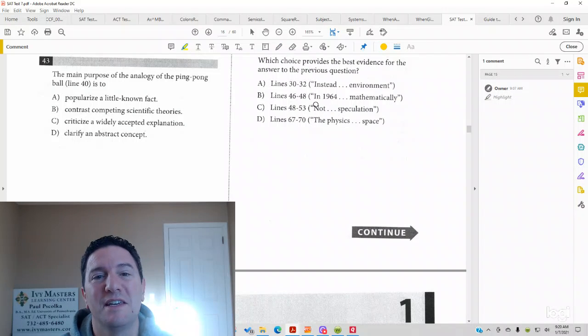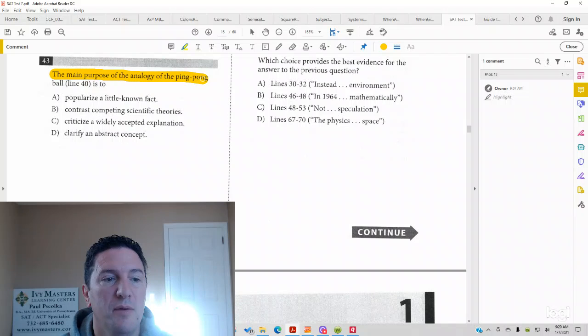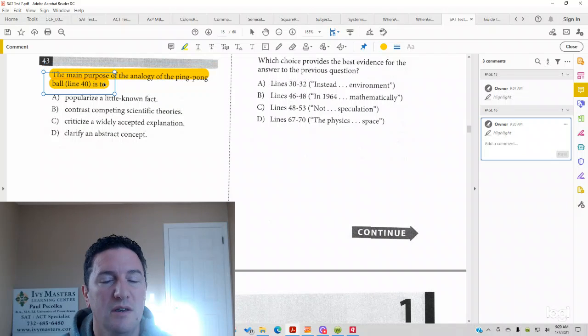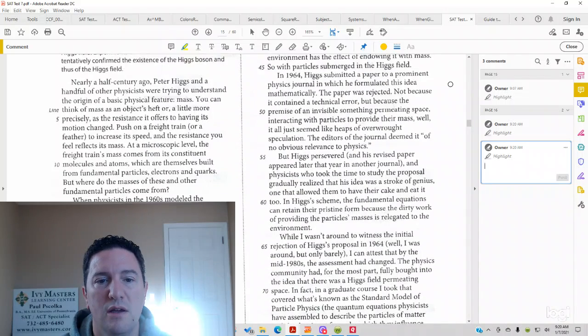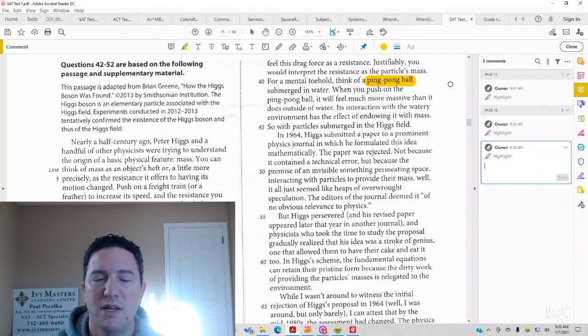And today we're going to look at Test 7, Section 1, number 43, which reads, the main purpose of the analogy of the ping pong ball in line 40 is to what? So we go up to line 40, and there we see the ping pong ball mentioned.